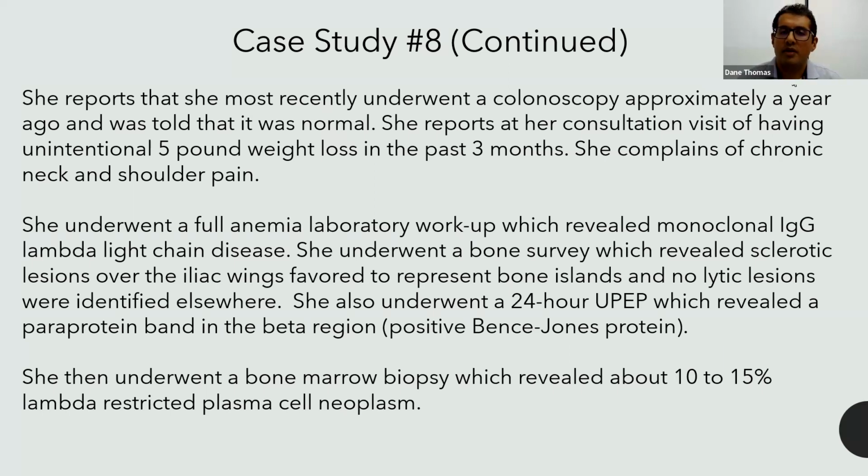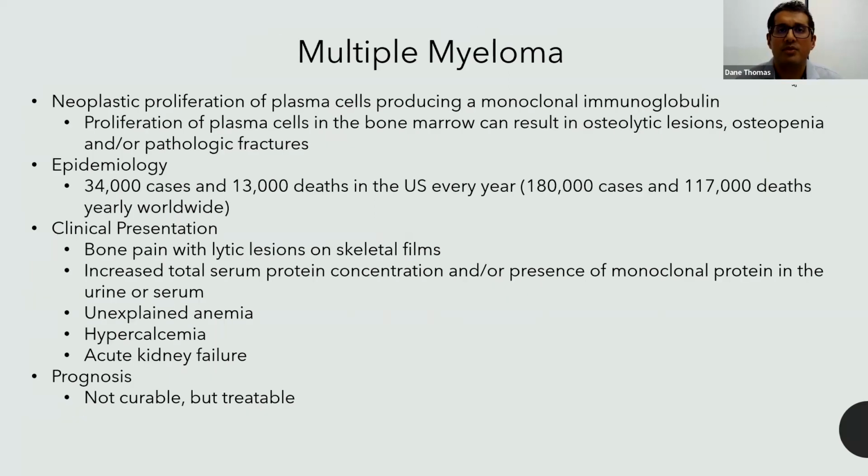She also underwent a 24-hour UPEP, which revealed a paraprotein band in the beta region and positive Bence-Jones protein. She then underwent a bone marrow biopsy, which unfortunately revealed about 10 to 15% lambda-restricted plasma cell neoplasm. So unfortunately, this patient was diagnosed with multiple myeloma. Multiple myeloma is defined as a neoplastic proliferation of plasma cells producing a monoclonal immunoglobulin. Proliferation of plasma cells in the bone marrow can result in osteolytic lesions, osteopenia, and/or pathological fractures, which patients sometimes present with in clinic.